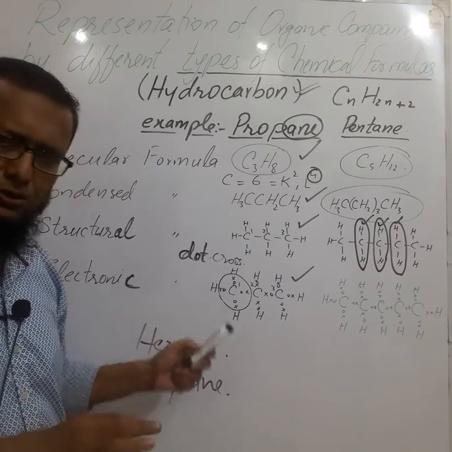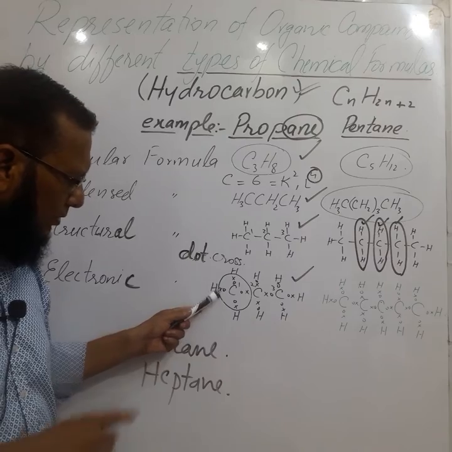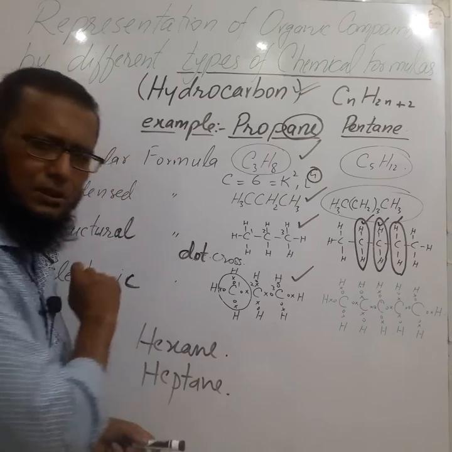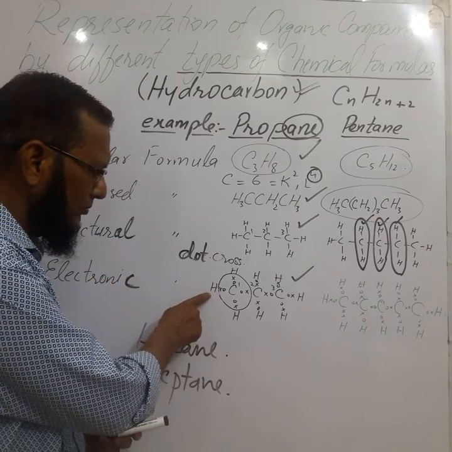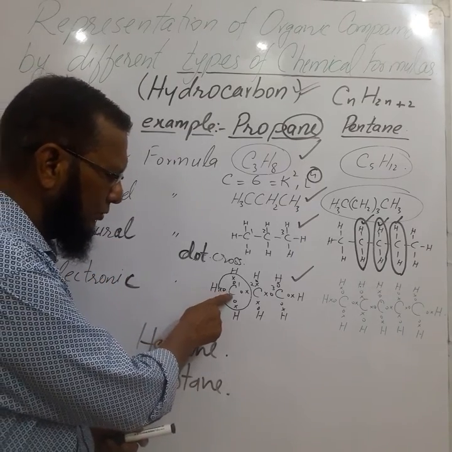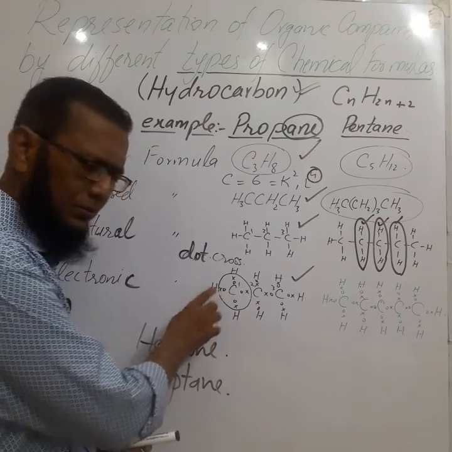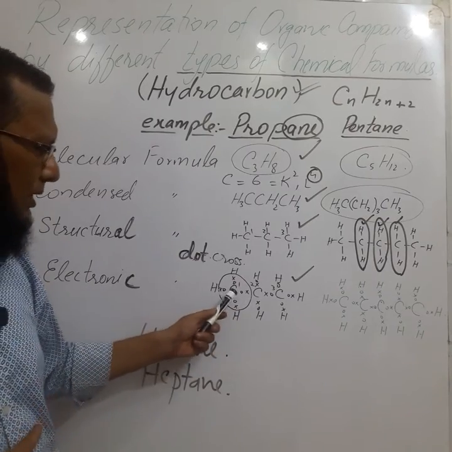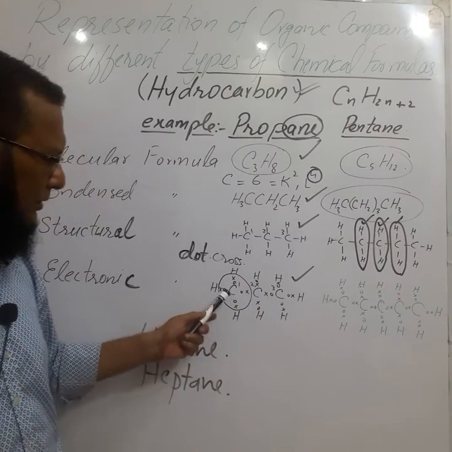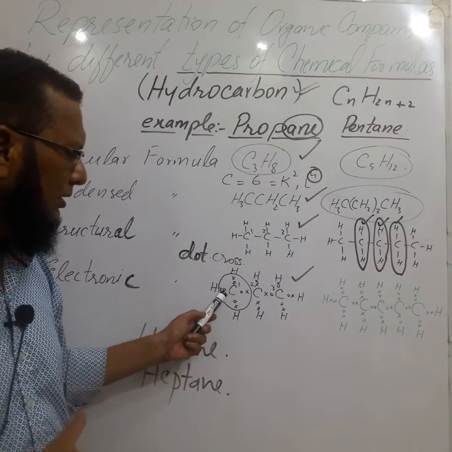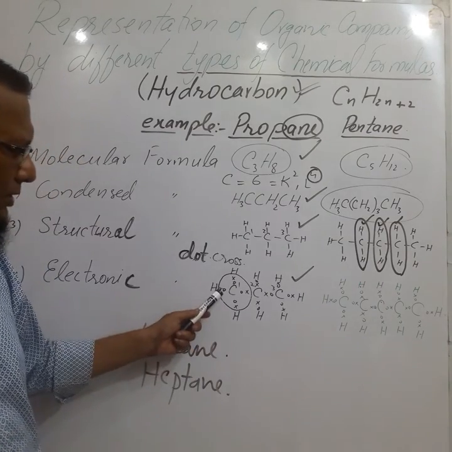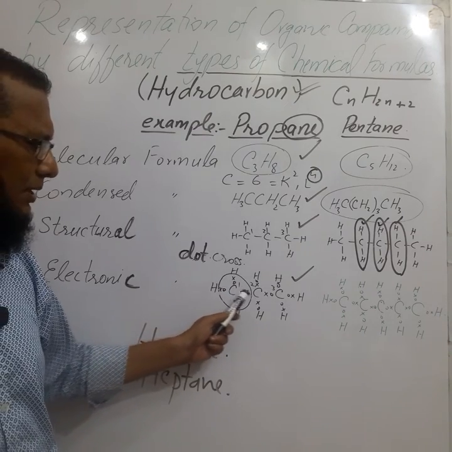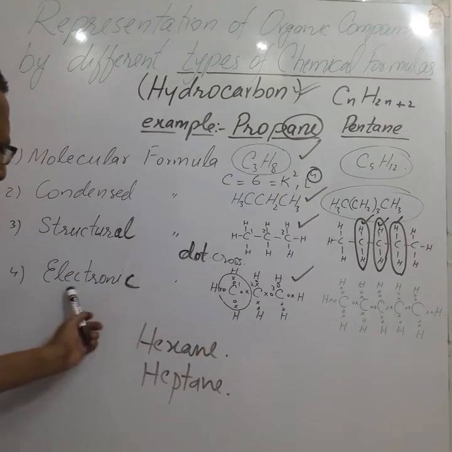The only difference is that this cross belongs to hydrogen and this dot belongs to carbon. These dots and crosses show electrons. So in this electronic formula, the 3 carbons each share 1 electron each, forming a shared pair between hydrogen and carbon, and also sharing with carbon. So this is the electronic formula.